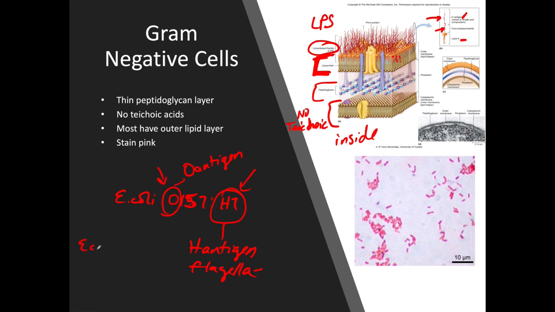There are several other E. coli. There's an E. coli O101H1. There's an O157H2. So there's a couple of different combinations, lots of different combinations of E. coli in these different instances.